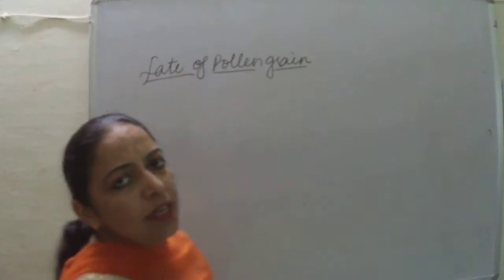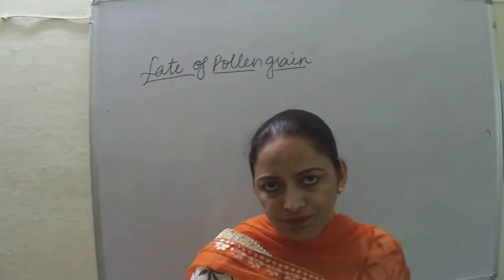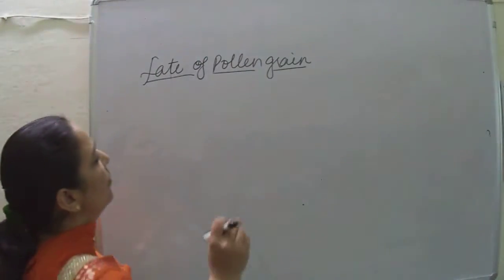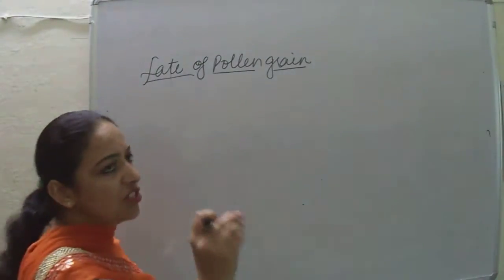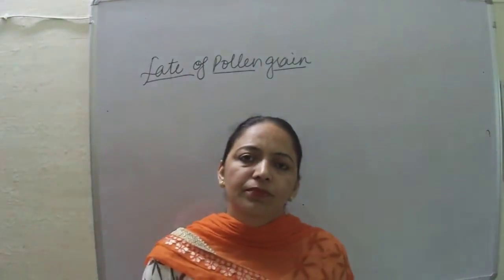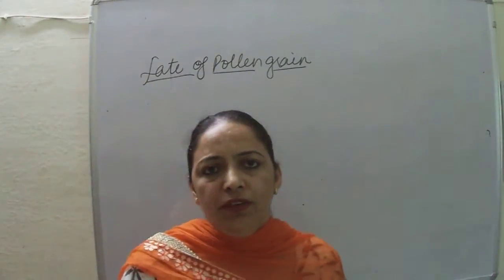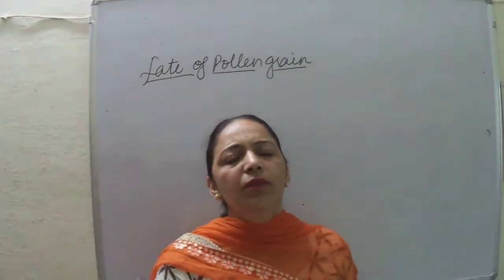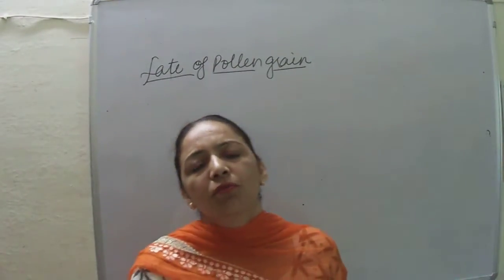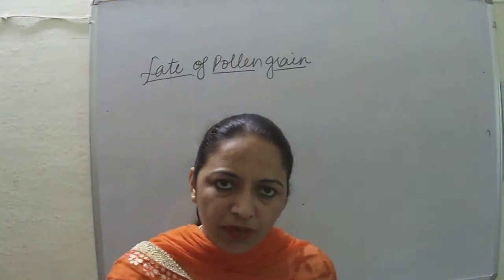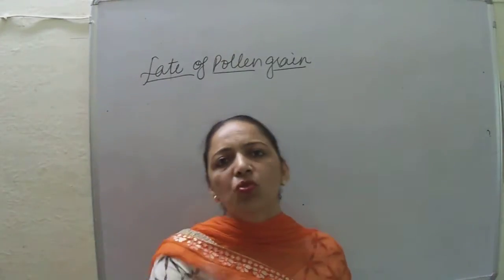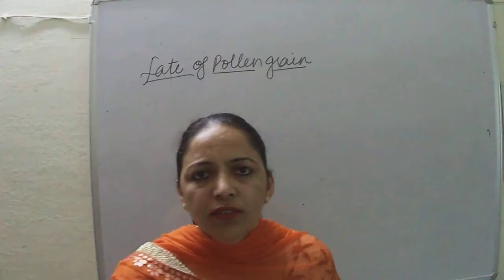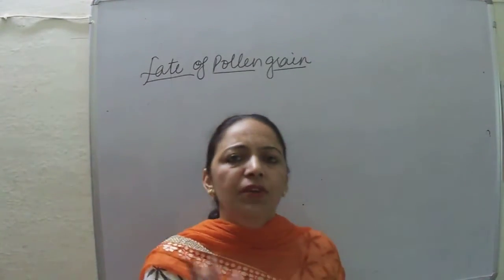When the pollen grain comes in the air, firstly the main point where it has to reach is the stigma of the female flower. By chance it may not go, because all the pollen grains do not move up to the stigma of the female flower. Pollen grains are produced in such large numbers that only one or two move up to the stigma of the same flower.